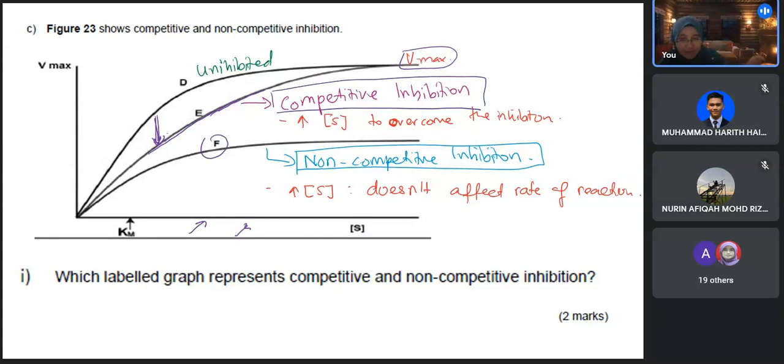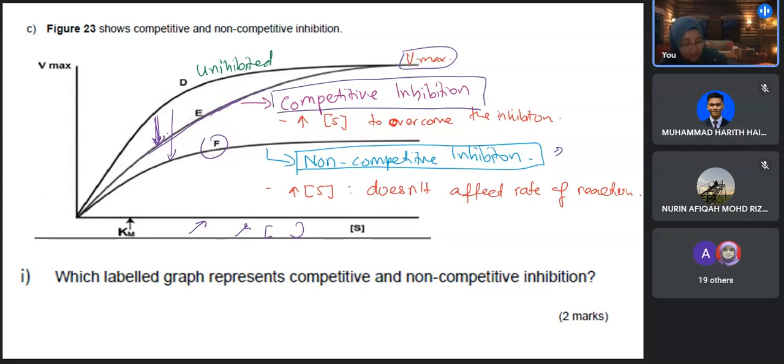But for graph F, it shows you the reaction with the presence of non-competitive inhibitors. As you can see, the more substrate you add into the reaction, it does not give any effects. As you add non-competitive inhibitors, it ultimately causes the rate of reaction to decrease and is not affected by the substrate concentration. Why? Because the non-competitive inhibitors bind to the allosteric site. It does not compete with the substrate.